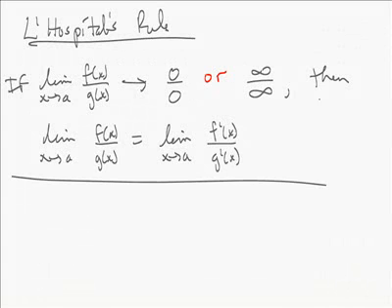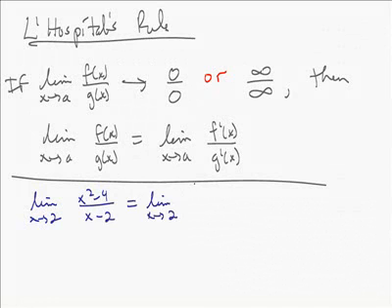If we go back to our original example, the limit as x approaches 2 of x squared minus 4 over x minus 2, again, this is an indeterminate form. We get 0 over 0. So by L'Hopital's rule, this equals the limit as x approaches 2 of the derivative of the numerator, which is just 2x, over the derivative of the denominator, which is just 1. Now you can plug 2 in. This function is continuous and defined at 2, so it's 2 times 2 is 4 over 1, or just 4.